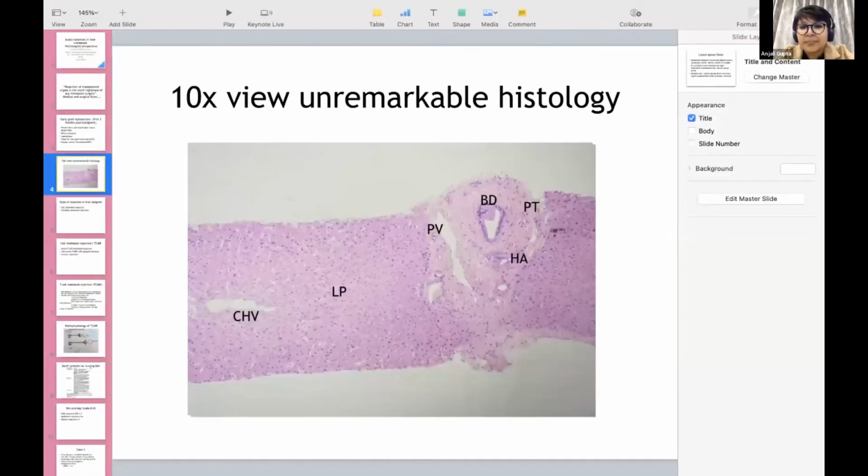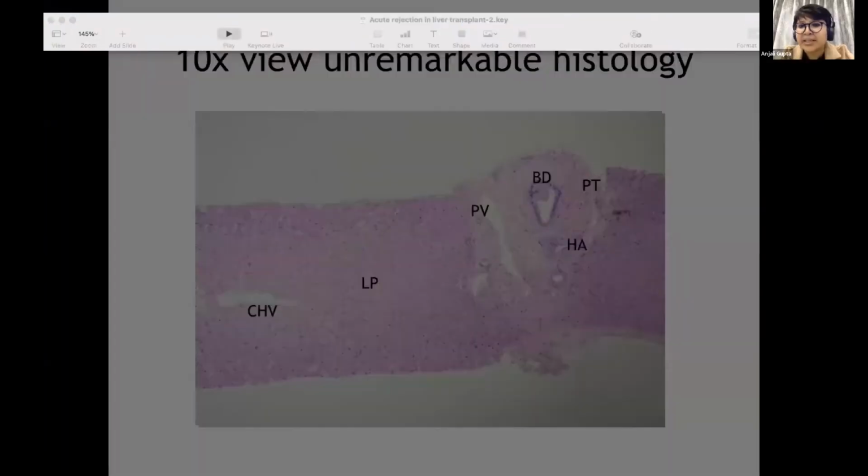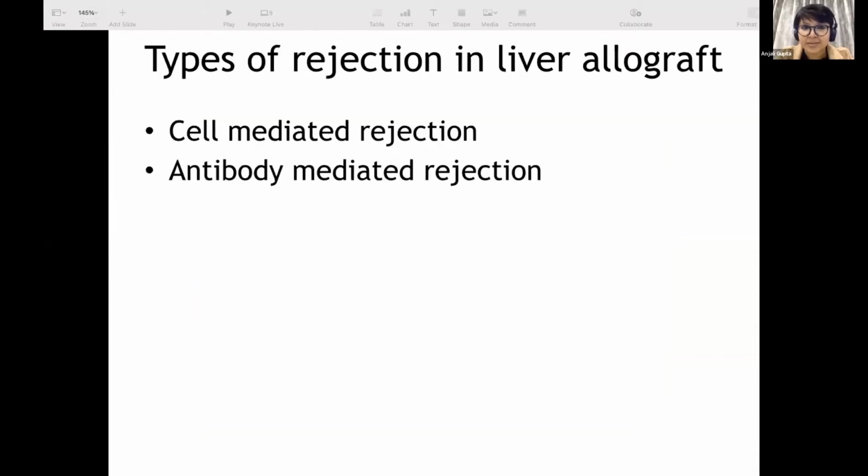You can see here that the portal tract is pretty clean, pretty neat, and there are no portal infiltrates per se in this biopsy. The lobular parenchyma is also pretty neat, two-cell plate thick, which is of course normal for all allografts, and the central hepatic vein is pretty clean as well. Next slide.